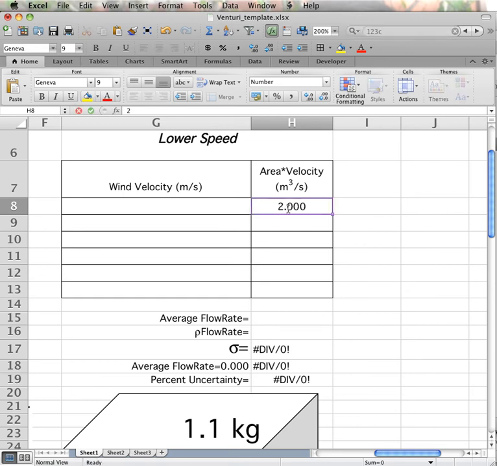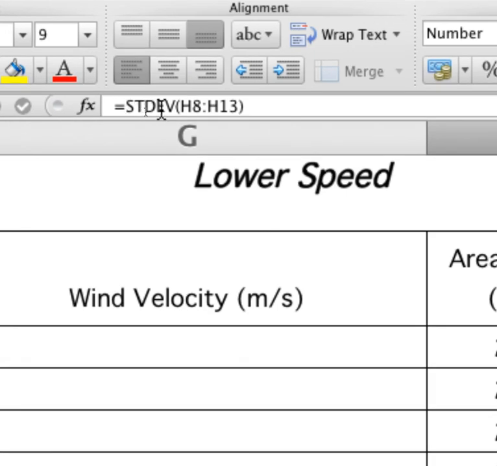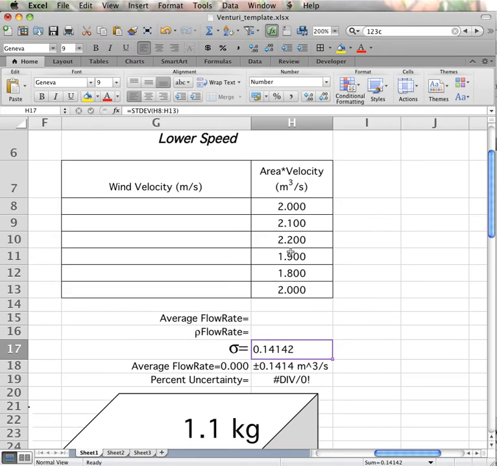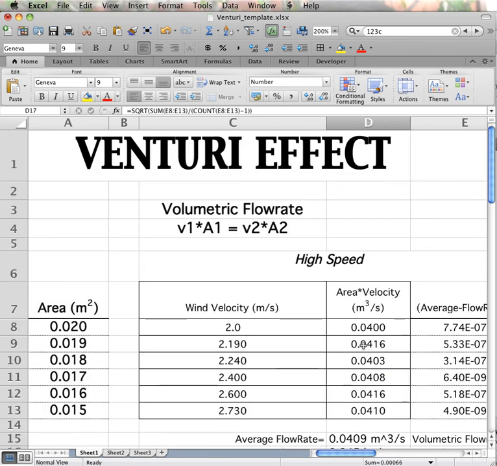So let me just throw in some numbers. 2.1, 2.2, 1.9, 1.8, and then we'll do 2.0 again. Okay, so it's showing me the standard deviation just with this simple formula, STDEV, and then highlight all these cells. What that formula does for us is the same thing that we built piece by piece over here. So I hope that helps you a little bit in using Microsoft Excel for your Venturi effect lab.